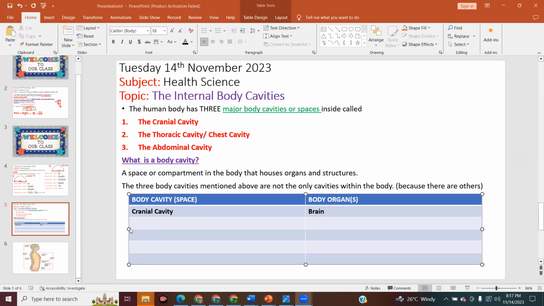All right, so the brain is going to be in the cranial cavity. So the cranial cavity, or the cranial space, is where we hold the brain.